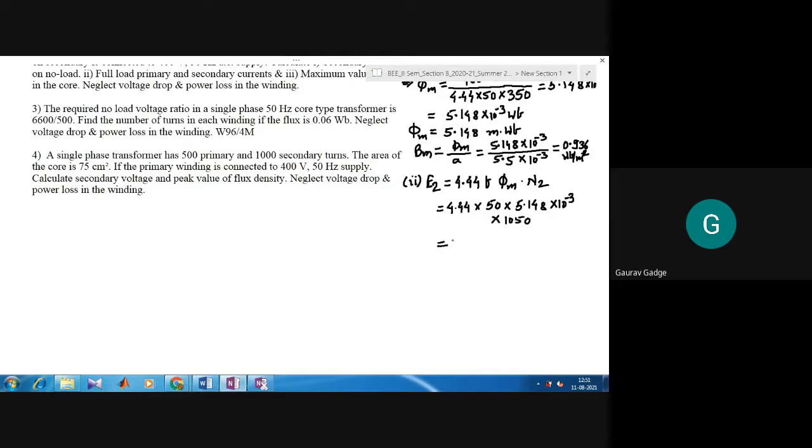Okay, so I am getting 1199.9988. So how much is it? 199 and 200, so it means it is 1200 volts. This is my answer.